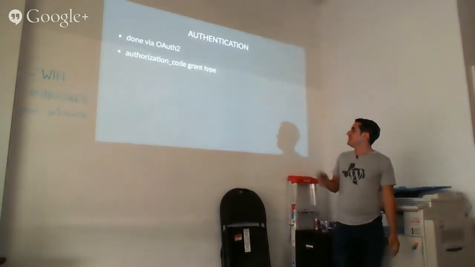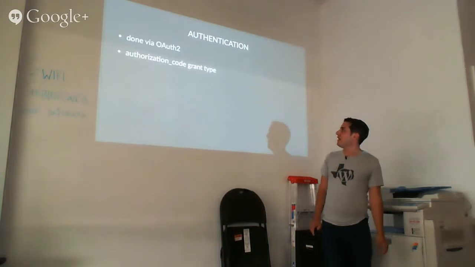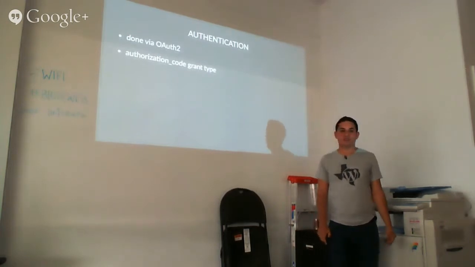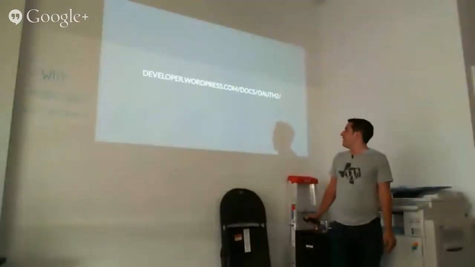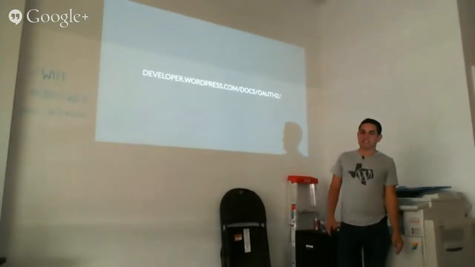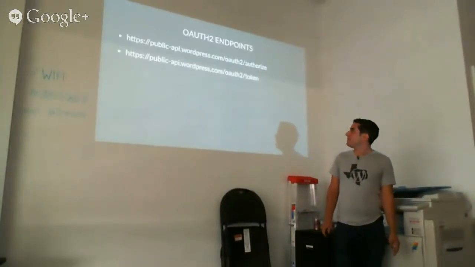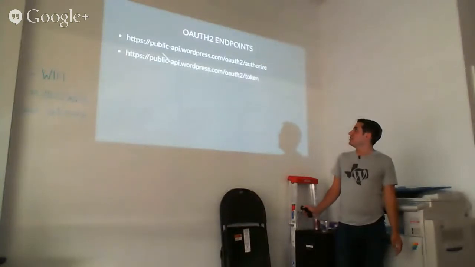So once we have that stored, we can do authentication via OAuth 2. And we're going to use the authorization code grant type. This page explains how it works, but I'll go into detail here as well. So there are two endpoints that you need to know about. The first one is /oauth2/authorize and the second is /oauth2/token.